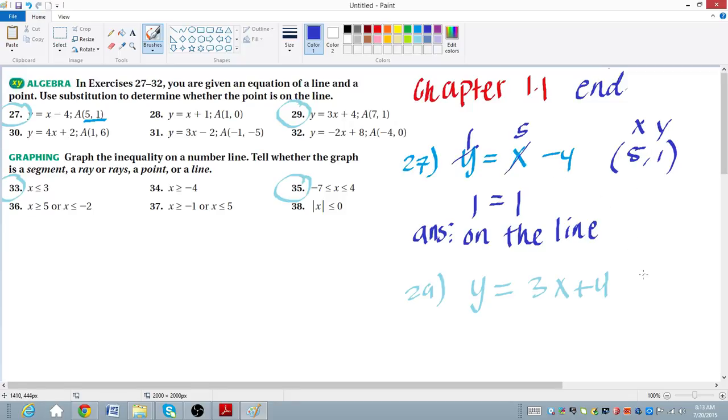So the point is 7, 1. Remember, this is the x, this is the y. Plug it back in. Y is 1. Is it equal to, so instead of x, you put a 7. Now you're going to do 3 times 7, that's 21, plus 4. So it is not equal, therefore it is not on the line. That's how you do number 27 and 29.